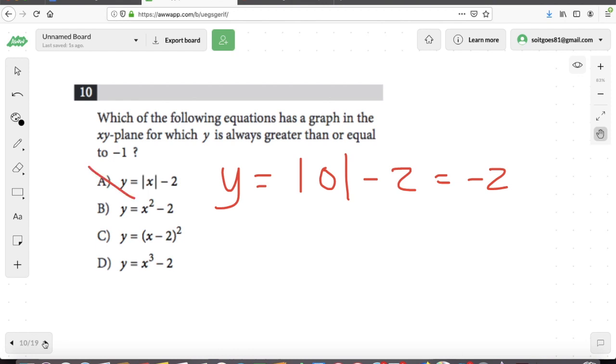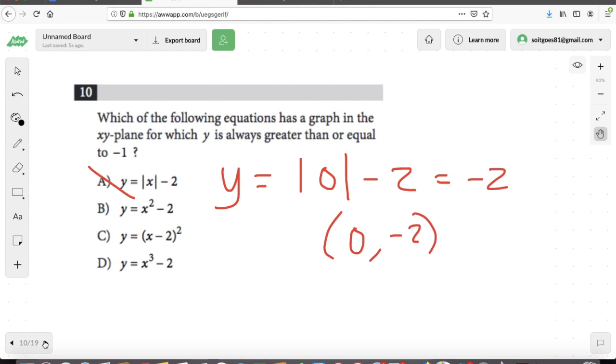Does that make sense? Yes. Because for answer choice A, the y value is not always greater than or equal to -1. We can make the y value -2, because that's a place on the xy axis. That's the point 0, comma -2 on that graph. When the x value is 0, the y value is -2. Does that make sense? Yes.